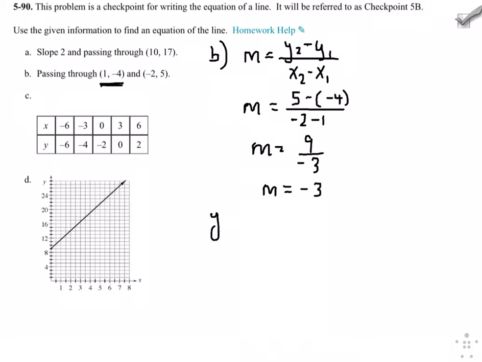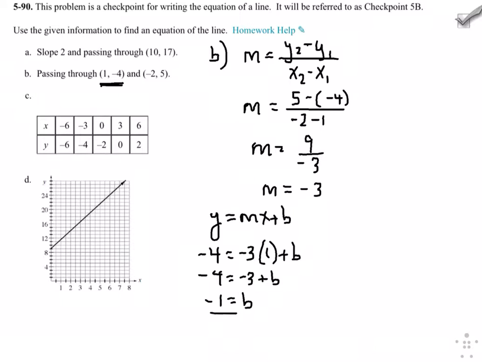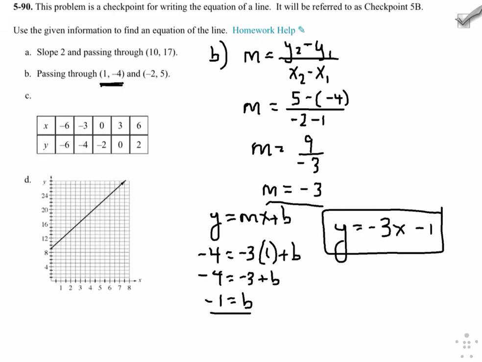Now I'll substitute one of the points in, maybe this one. So I have y equals mx plus b. y is negative 4, m is negative 3, x is 1, plus b. So negative 4 equals negative 3 plus b. Add 3 to both sides: negative 1 equals b. So now I have the b and I have the m. So y equals negative 3x plus b, but b is negative 1, so y equals negative 3x minus 1.